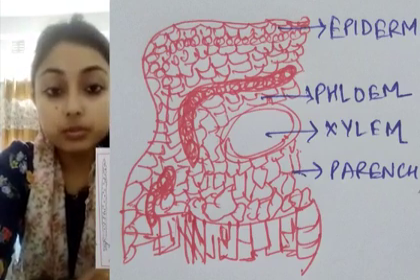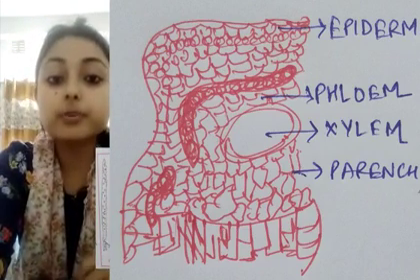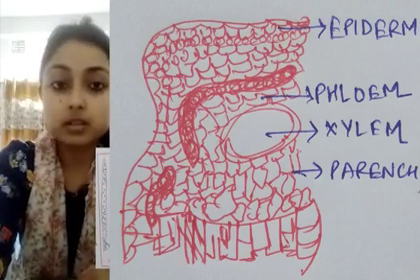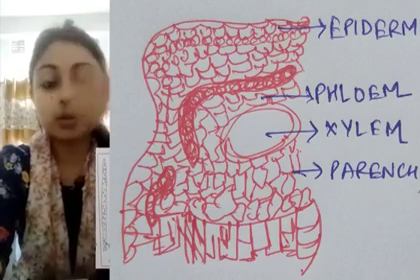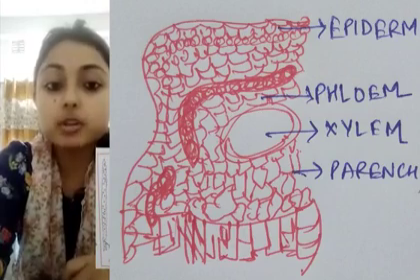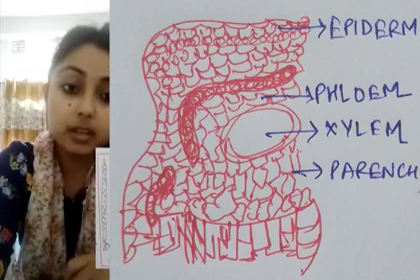Next we'll come to phloem. Phloem provides a passage for the downward movement of food. Xylem is responsible for the upward movement and phloem for the downward movement of food manufactured by the leaves.